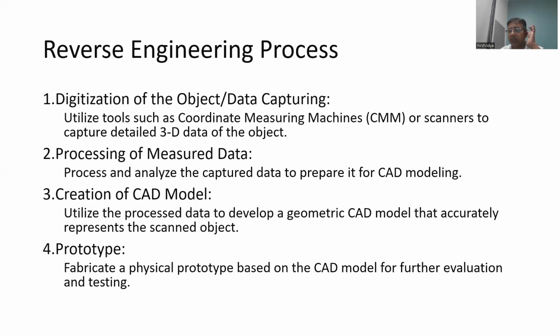Then the reverse engineering process. Just now we have seen that the first thing is we have to digitize the object, getting all the data points, then processing of that data. We have to create the meshes, triangular meshes and different types of meshes. If there is any missing data, we have to make up for it accordingly. After that we send it to the CAD software, where it will be recreated, a new product model will be created, and finally you can create the prototype.